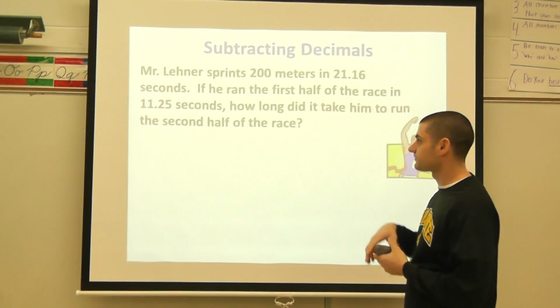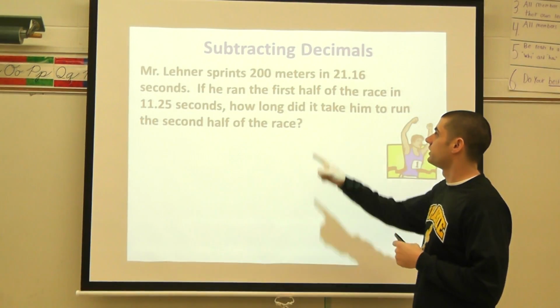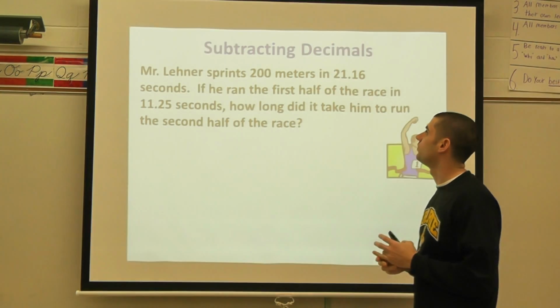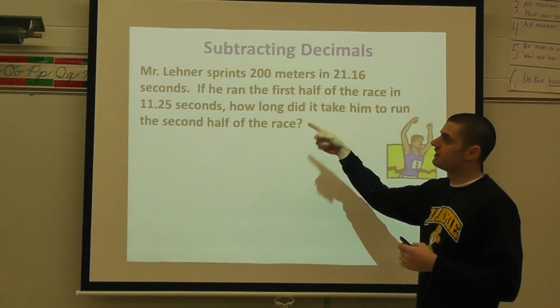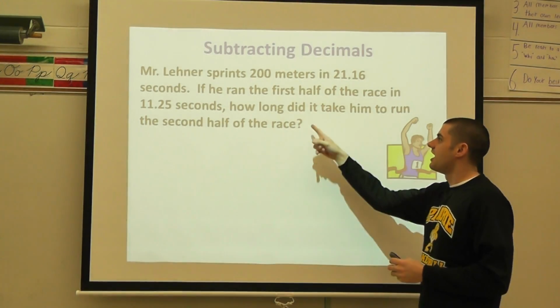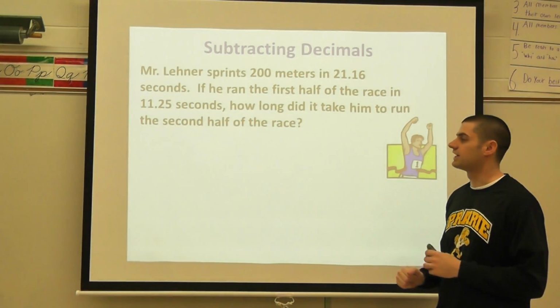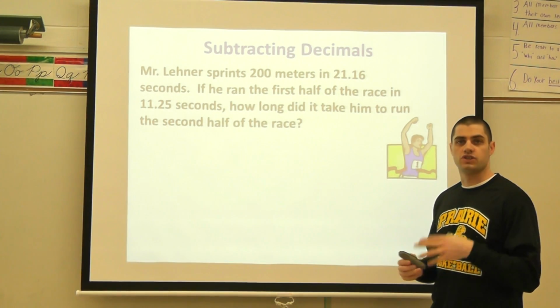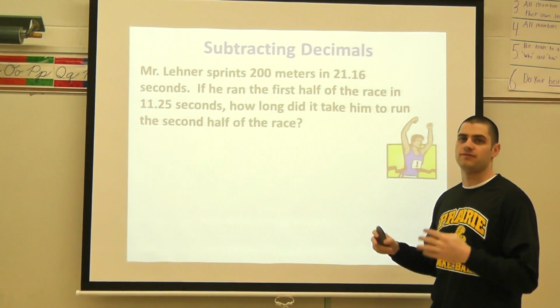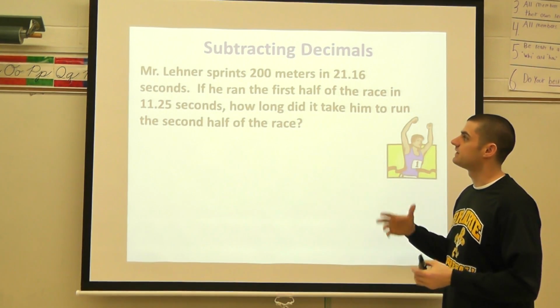Subtracting decimals. It says, Mr. Lehner sprints 200 meters in 21.16 seconds. If you ran the first half of the race in 11.25 seconds, how long did it take him to run the second half of the race? So similar question as yesterday. We're going to talk about subtracting decimals now to figure out different parts of this race here.